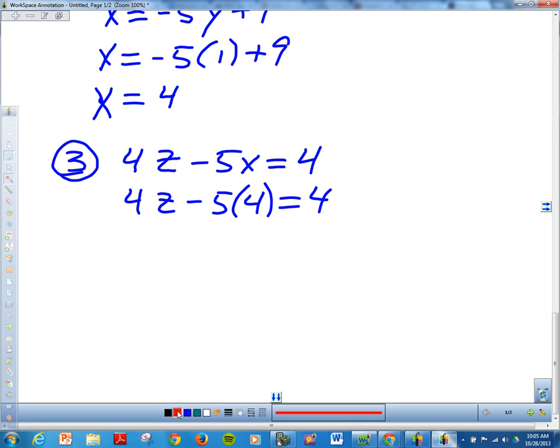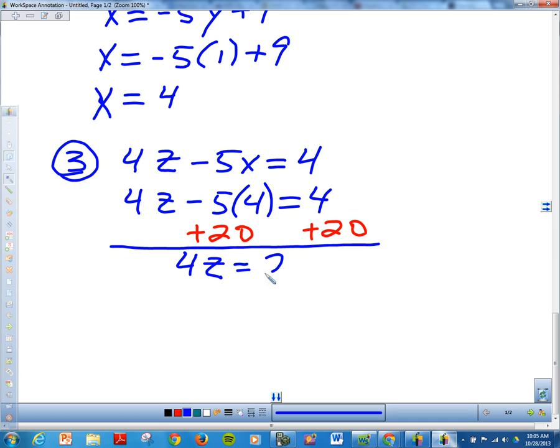So I just want to show you ways you can show work. I could show work on this step by just going like this. I'm going to add 20 to both sides, right? Because I know negative 5 times 4 is negative 20. So if you want to show your work like that without that step, it's totally fine. So we get 4z equals 24, so what's z equal?